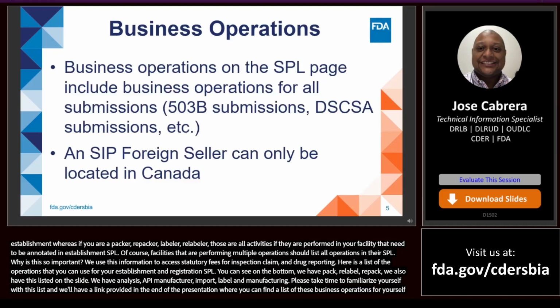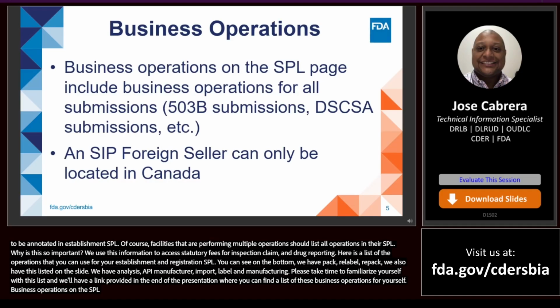Business operations on the SPL page include business operations for all submissions, 503B, DSCSA, which is the Drug Supply Chain Security Act. An SIP foreign seller can only be located in Canada.